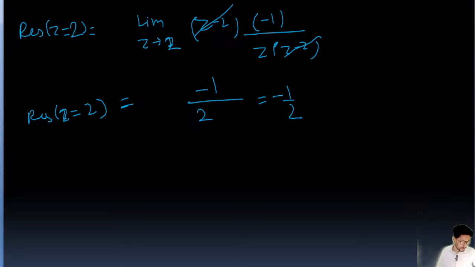Well, so this is the residue. Now the next question we are going to solve. Next question, question 2. The function f(z) is given, f(z) equals z squared into e to the power 1 upon z.